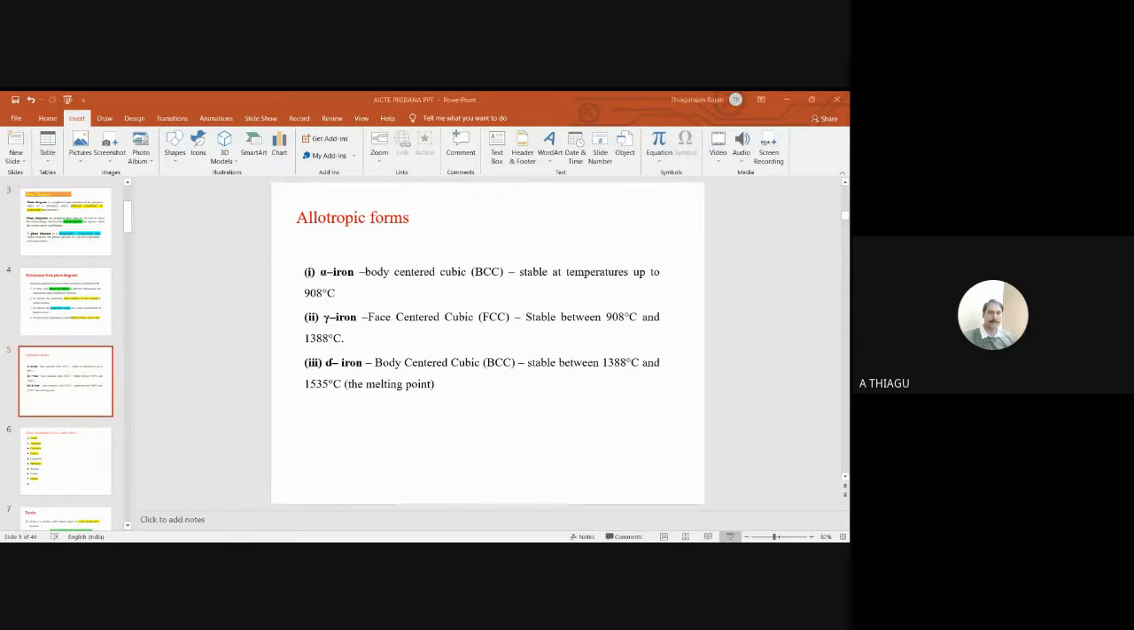So what is the property we have improved? Now look at this. Pearlite has properties intermediate between soft ferrite and hard cementite. So this is very essential. The hardness will be improved by the transformation of the material.